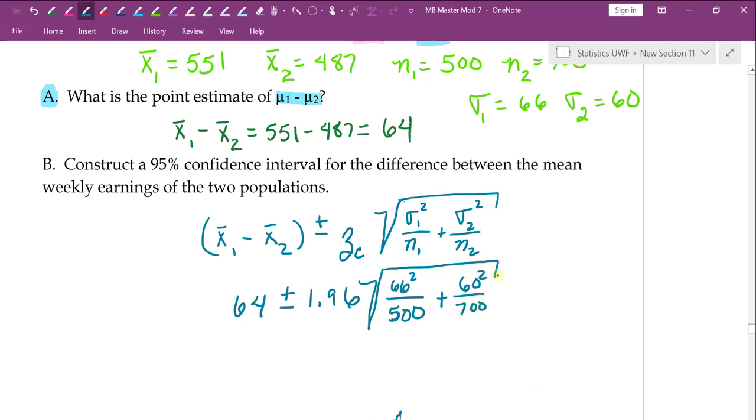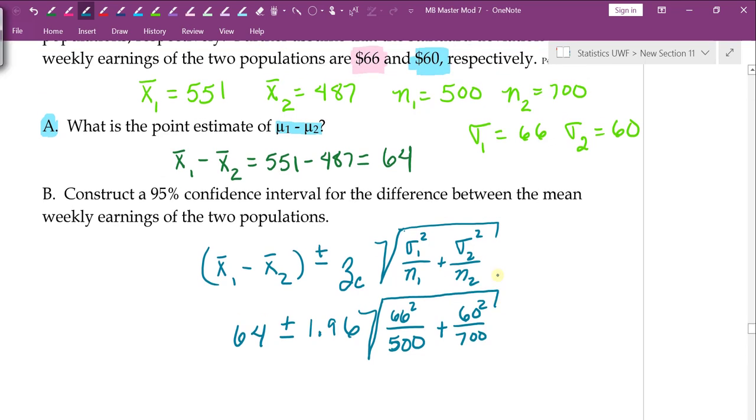So here's my 66 right here, and here's my 66 right here, my sigma 1. I'm going to square it. And then I have my n sub 1 right here, n sub 1 right there. I have my sigma sub 2 for population 2 right here, and I'm going to square it, divide it by my sample size for population 2, and it is right there.